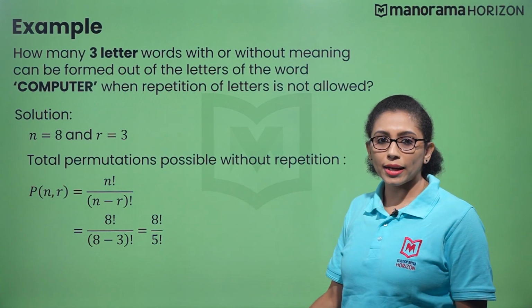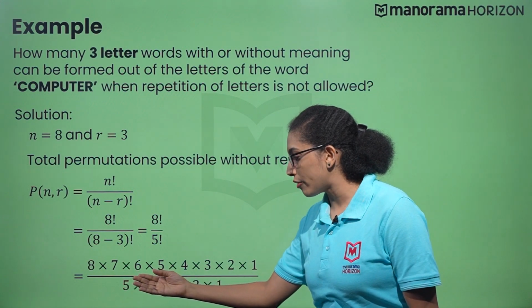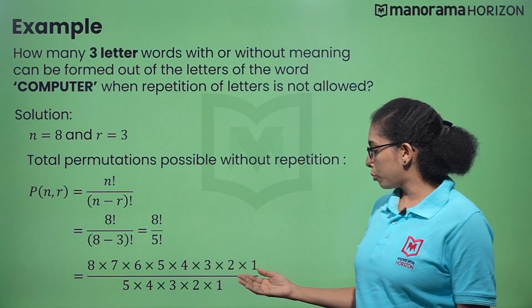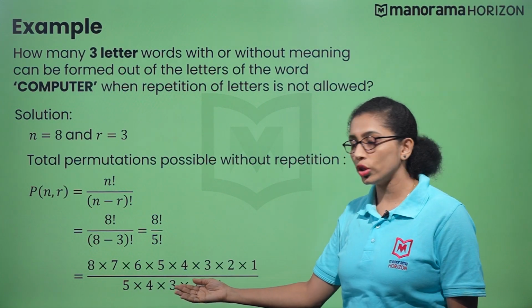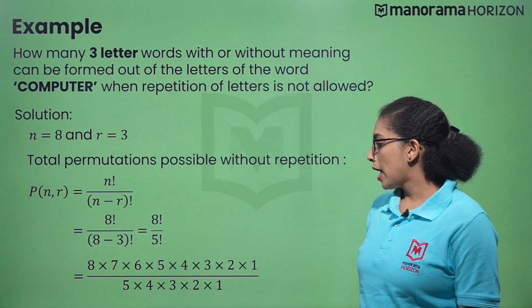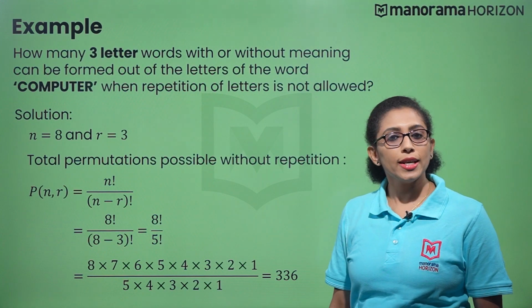Now we have to expand it. We get 8 × 7 × 6 × 5 × ... up to 1 divided by 5!, that is 5 × 4 × 3 × 2 × 1. And we get 336.